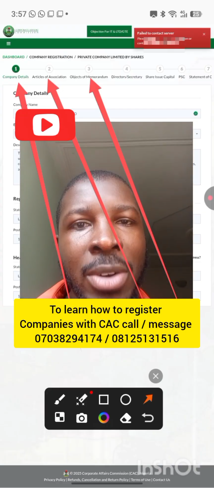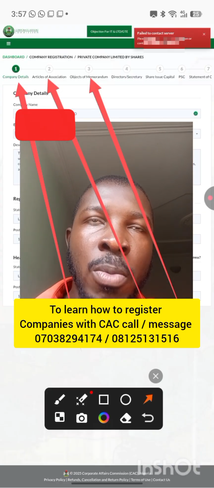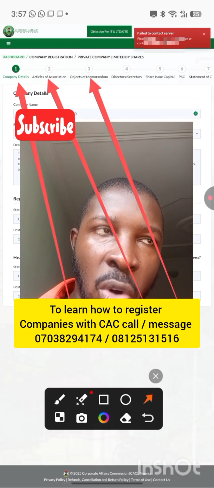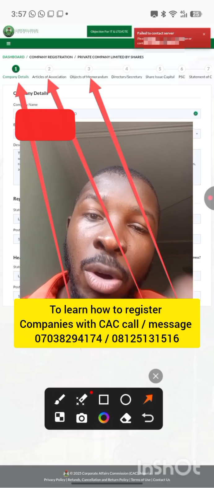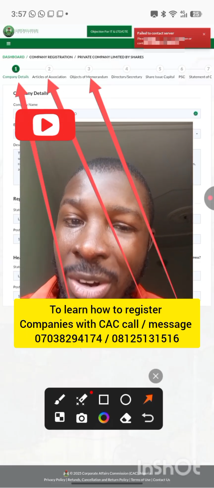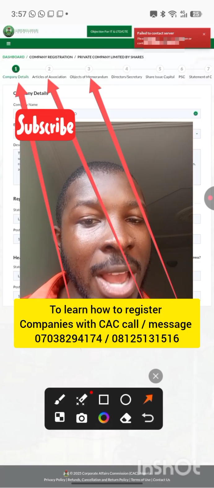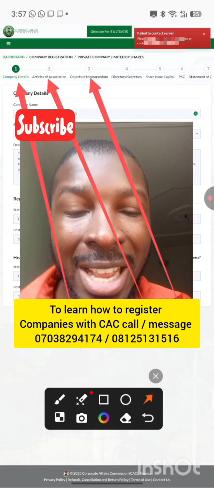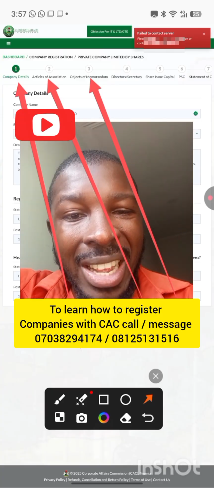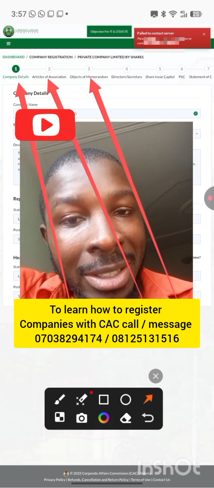Now this place is the object of memorandum. The object of memorandum is literally the things that will be done in the future when the company comes into existence. According to what you input in this object of memorandum, you're not expected to exceed it. This is where companies will literally be having issues, especially when you register through someone who is not experienced or enlightened about this registration.